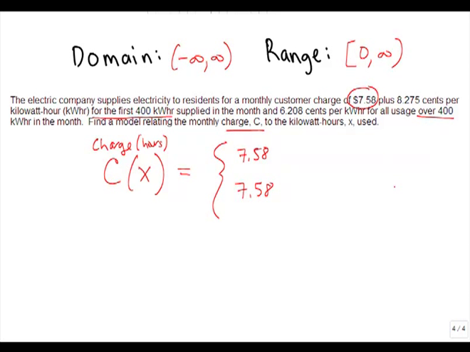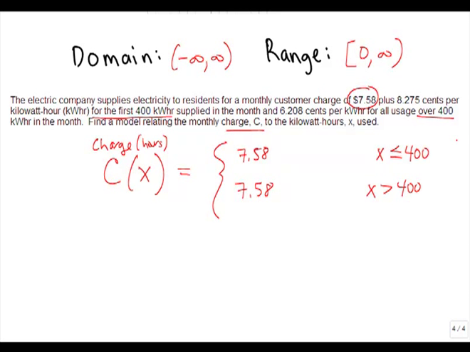So how could we write that over here? Remember, X is the number of hours. So if we're spending over 400 kilowatt hours in the month, then that means your X is greater than 400. Your number of hours is greater than 400. If you want up to 400, then your number of hours would be less than or possibly equal to 400 kilowatt hours.